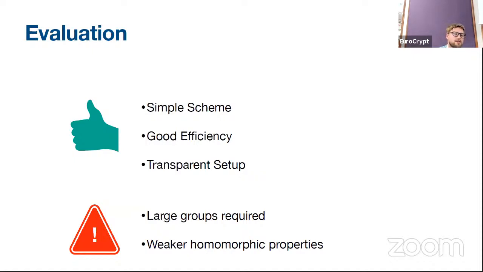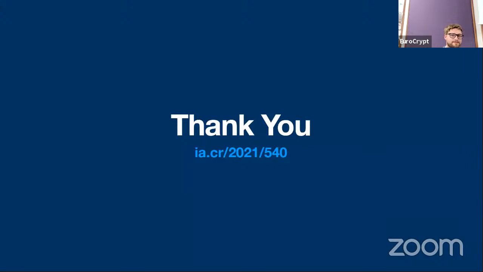So, a quick evaluation of the scheme. First of all, it's quite simple. It's a fairly simple Sigma protocol. It has good efficiency and it has a transparent setup, depending on the underlying commitment scheme that you use. But there are two kind of annoying caveats. First of all, you require large groups because you need to be small with respect to the modulus. So if you have large values, then the modulus kind of grows. And I mentioned this quickly, you have slightly weaker homomorphic properties. That's it. Thank you very much for the attention.